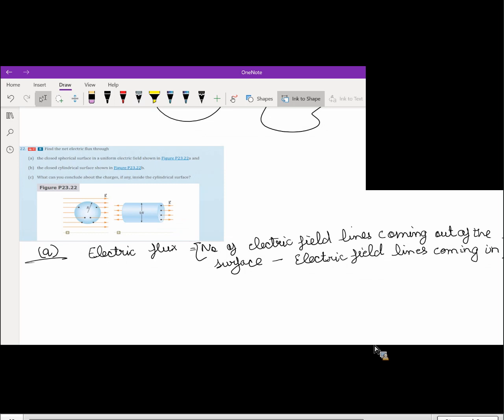So yeah, Christina, you got it correct. So electric flux is 0 because it's a symmetrical surface and the number of electric field lines that are coming out is exactly equal to the number of electric field lines that are coming in. So you have 0 flux.